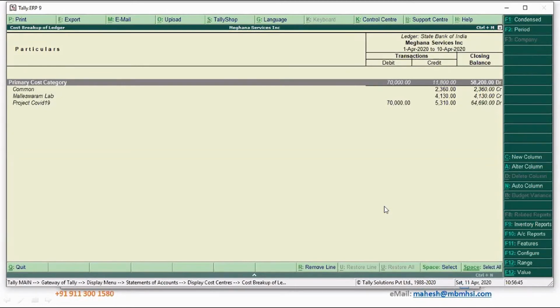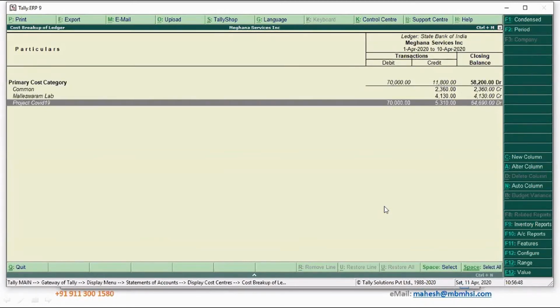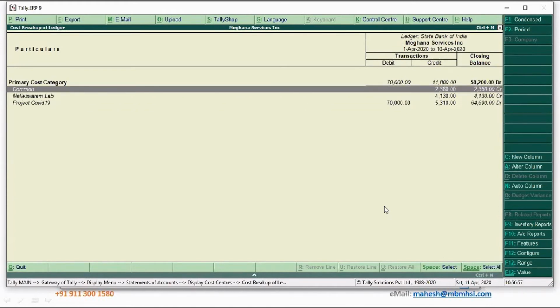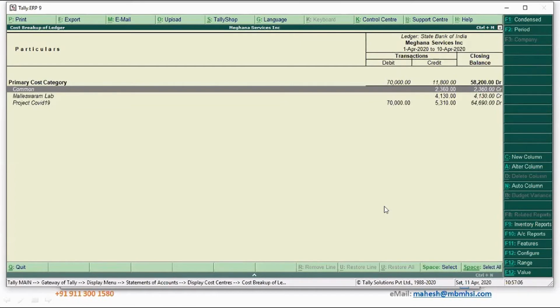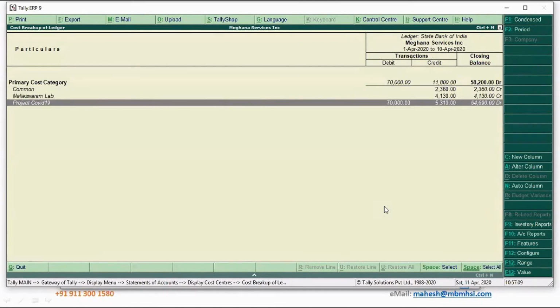Okay, so if you look at project COVID-19, you received 70,000 rupees and you have spent 5,310. But for Malleshwaram lab and common expenditure, you don't have any receipts, but you have spent money. So there is a credit balance in your bank for common and Malleshwaram lab. So it typically means that the money received from COVID project 19 receipts is being used for Malleshwaram lab and common project. So you exactly know which project is bringing you the receipts and in which project you are not getting any money.